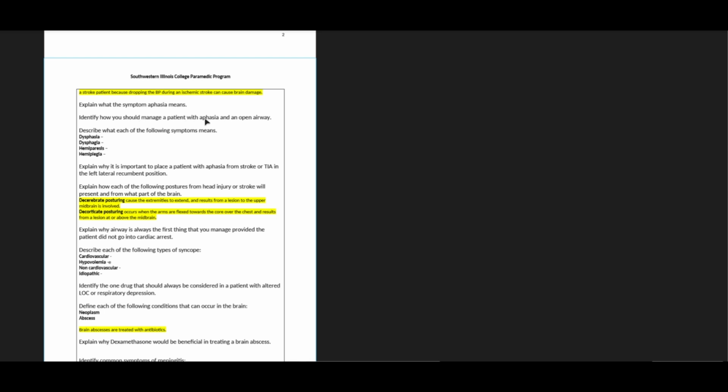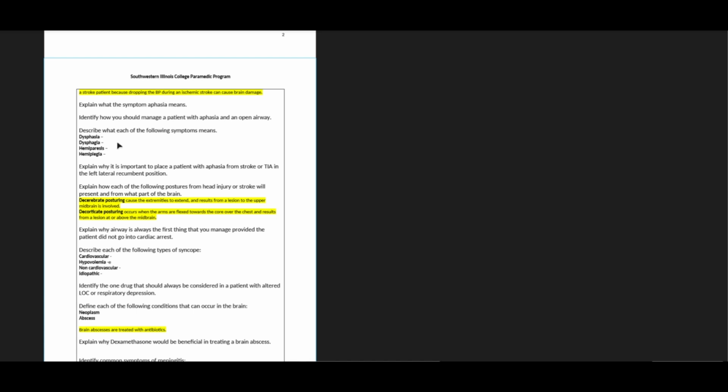Identify how you should manage a patient with aphasia and an open airway. This is also a little nebulous because it depends on the patient and the situation. But if your patient has aphasia, they have potentially some paralysis of their vocal cords, which is to say that they can't protect, and it could be paralysis of other structures in the larynx as well. So they could potentially not have the ability to protect from aspiration, so they may require airway management.